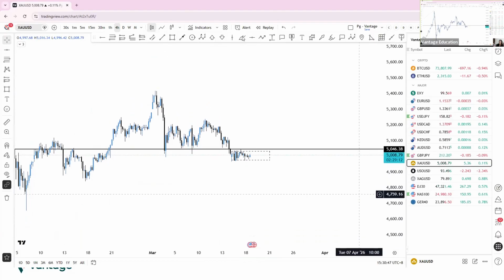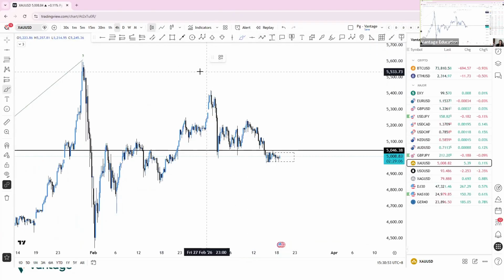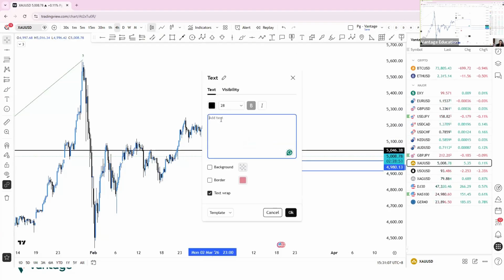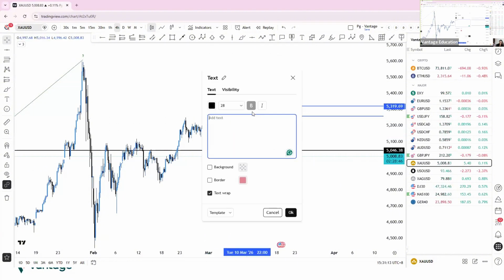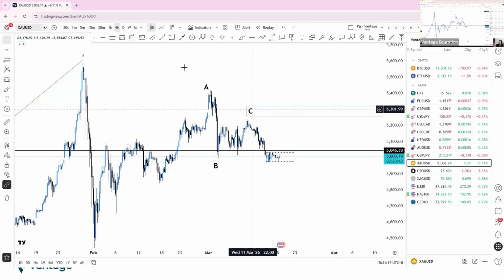Right now, we already see that we have the A. I think I type better. We have A here, right? Then we have B. And then we have another C here. This is our plan, so we have A, B, C.